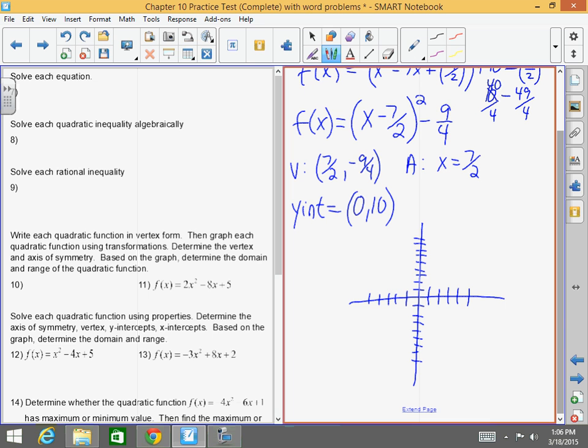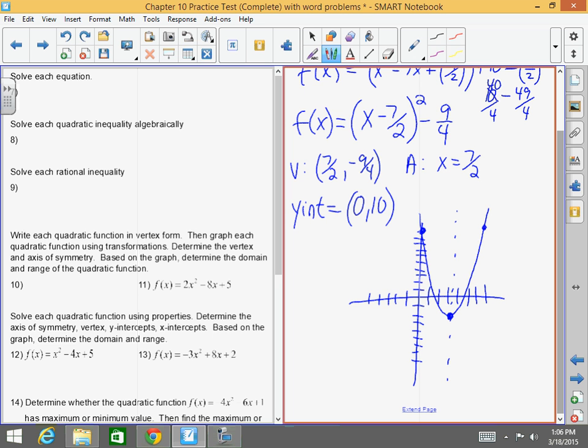Okay, so my axis of symmetry is 7 halves or 3.5. So I'm going to go down here 3.5. 3.5, negative 9 fourths is my vertex, so that's negative 2.25. So 1, 2, and a little bit will go right there. My y-intercept is 0, 10. You go by 2s or 5s, whatever you want. So I'm going to go by, in this case, 1, 2, 3, 4, 5, 6, 7, 8, 9, 10. So that is a half and 3 to the left. So go 1 half and 1, 2, 3 to the right.